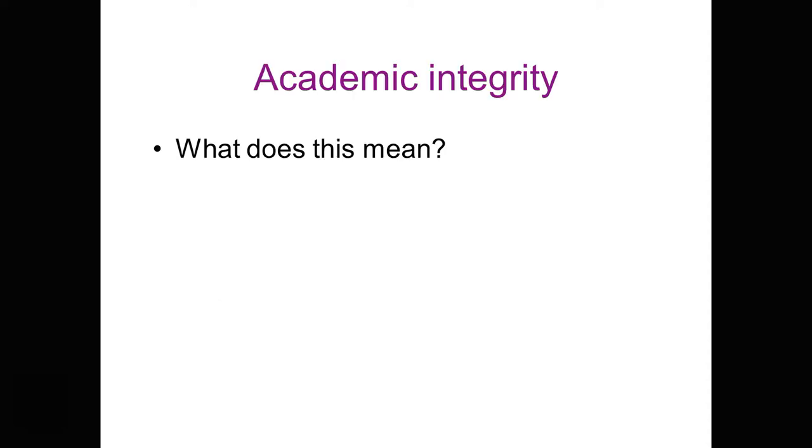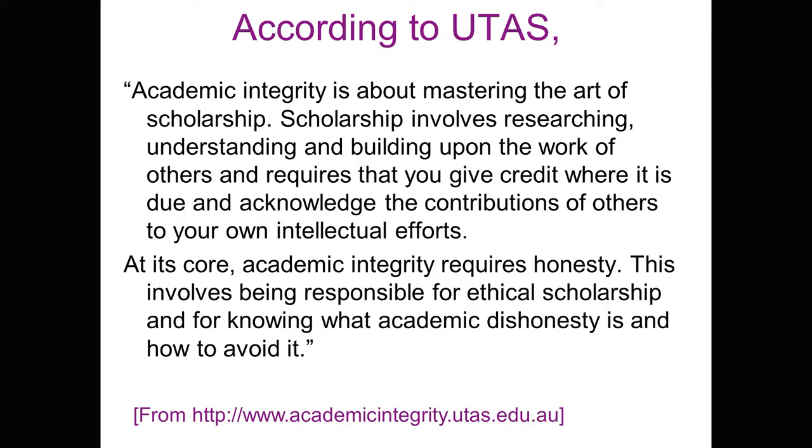So what does this mean? According to UTAS, academic integrity is about mastering the art of scholarship. Scholarship involves researching, understanding, and building upon the work of others and requires that you give credit where it is due and acknowledge the contribution of others to your own intellectual efforts. At its core, academic integrity requires honesty. This involves being responsible for ethical scholarship and for knowing what academic dishonesty is and how to avoid it.